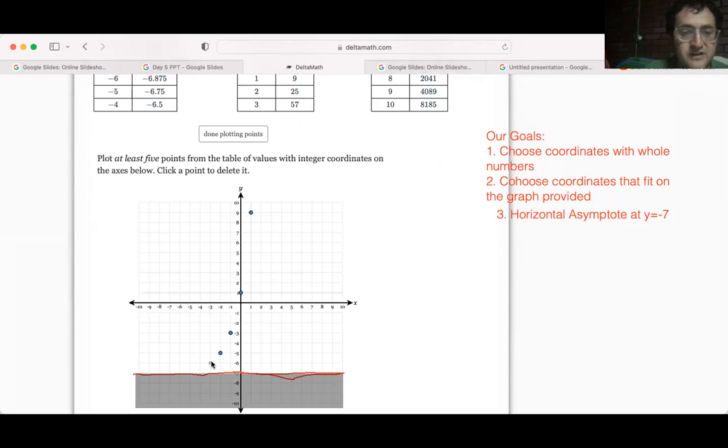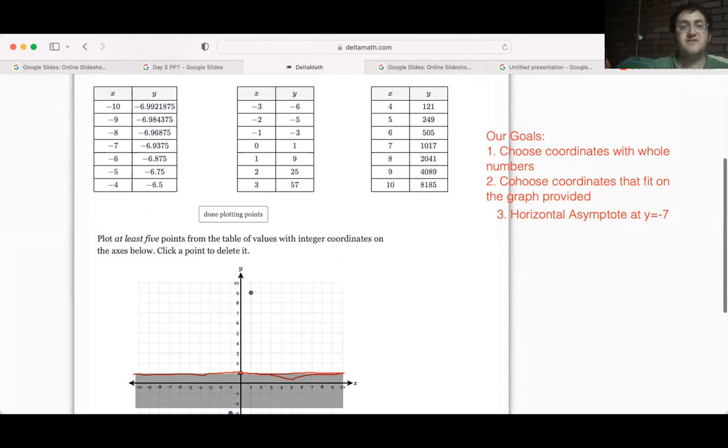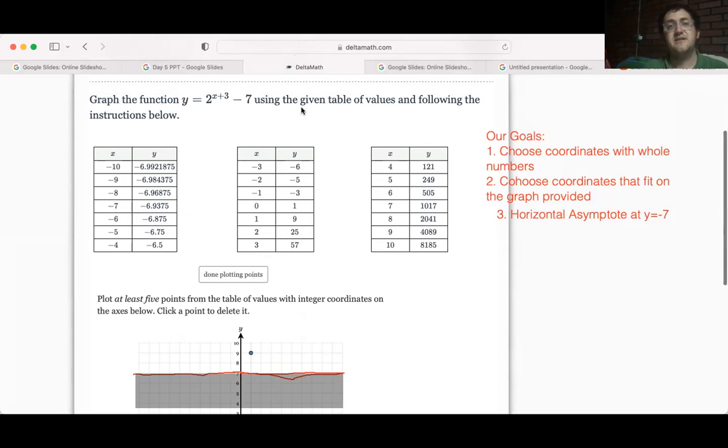So you might just want to write down from the table what was going to fit on the graph. So these were the ones that were able to fit on the graph. The -3, -6, -2, -5. And I just chose those 5 points.